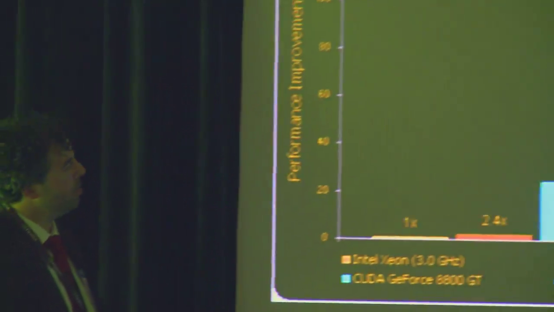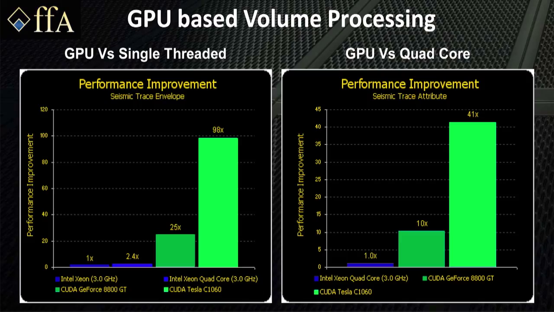This seismic trace envelope is a very common, very useful seismic attribute. With our multi-threaded processors, going from a single to a quad-core implementation, we've got about 2.4 times speed up. As soon as we put it on the GPU, we saw an order of magnitude, close to 2 orders of magnitude increase over a single-threaded implementation. But it's generally quad cores that people have on their desks in our industry these days. So realistically, we're looking at about 40 times speed up for this particular algorithm.